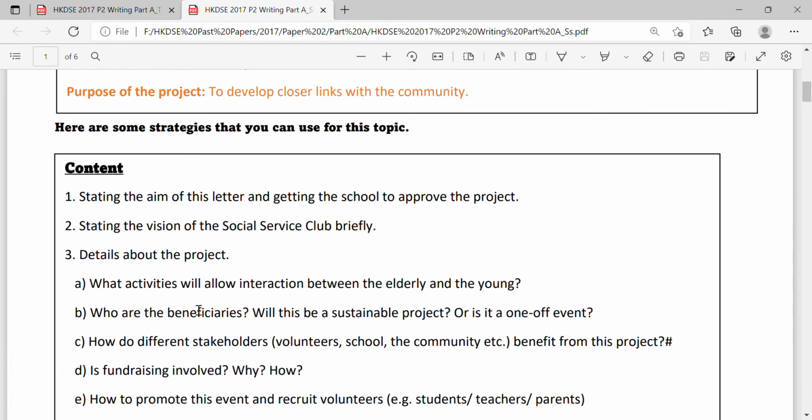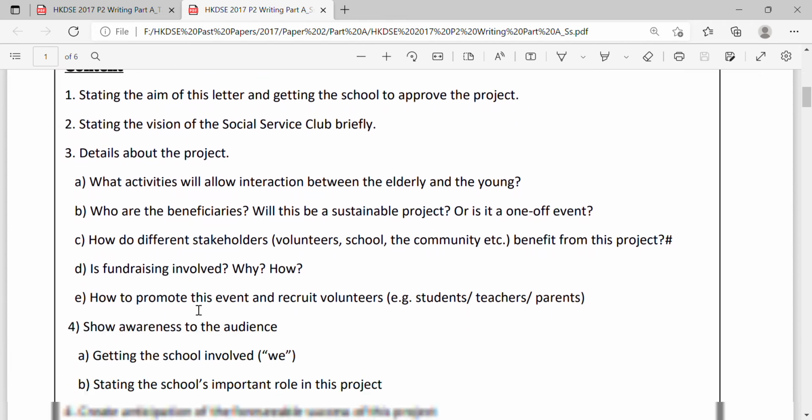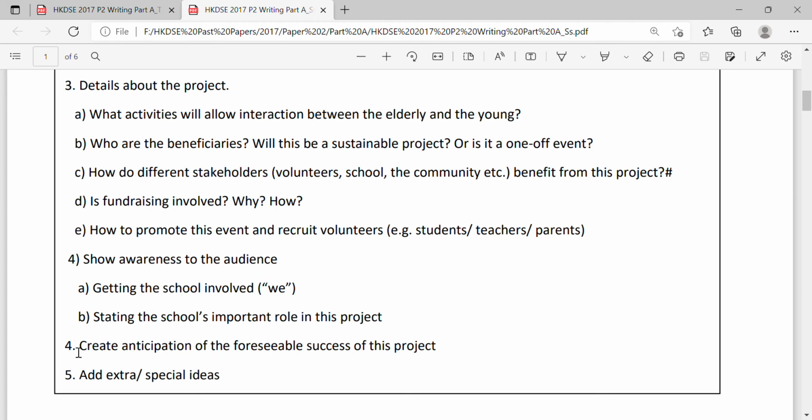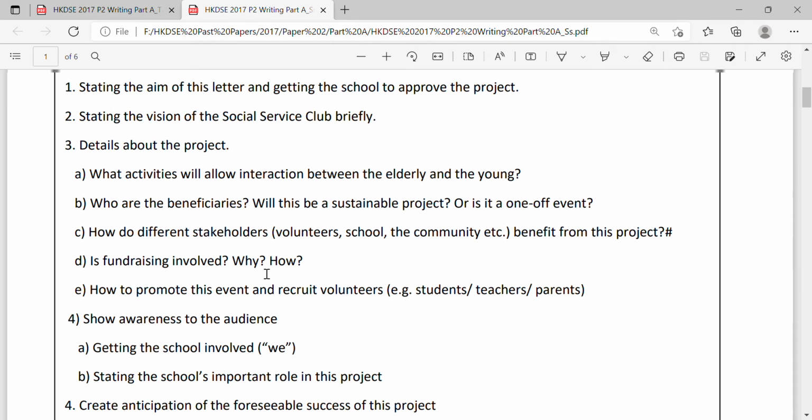All right, so we've got many strategies you can use for this topic. I've written a lot here. Okay, there's a numbering problem. I'll change it later on.